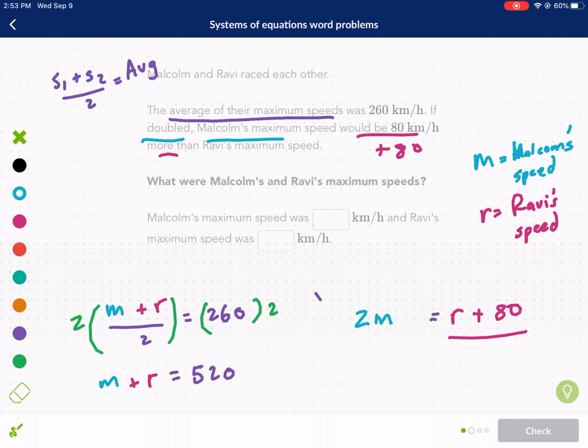I'm just hoping this double doesn't apply to both. I'm just interpreting what they wrote. Hopefully the English works. This is my caveat just in case it's wrong. Okay, so in this case, it's probably going to be easier to use substitution.